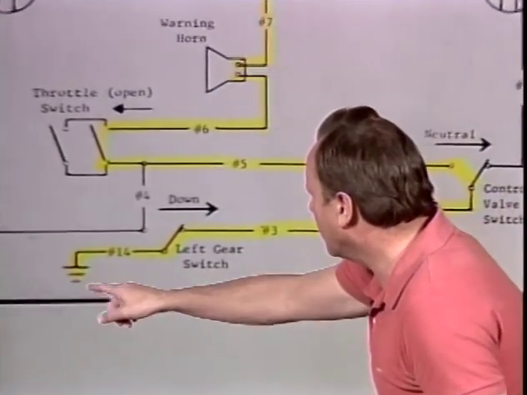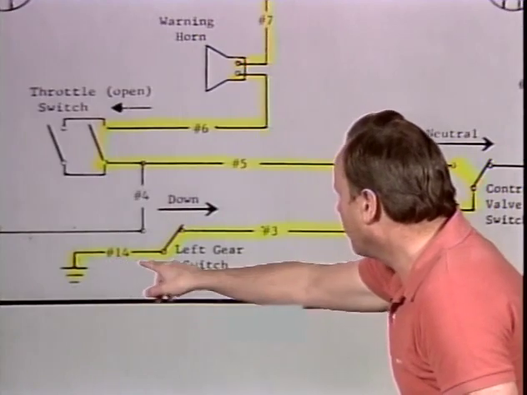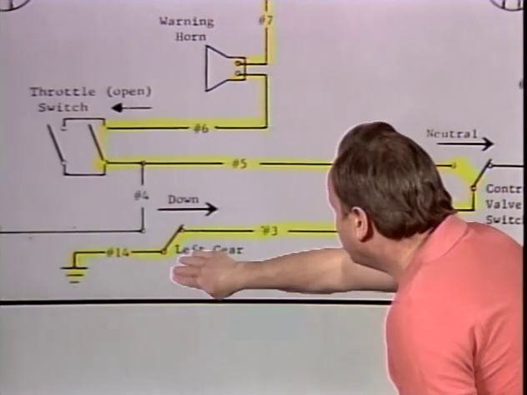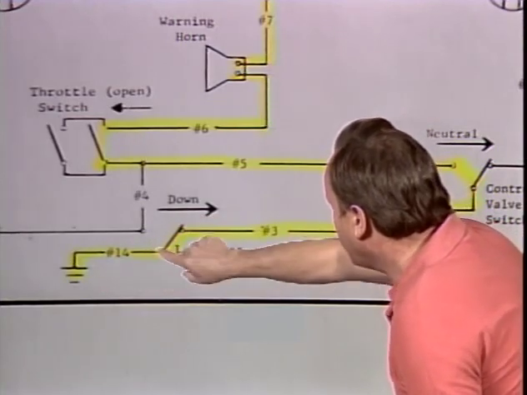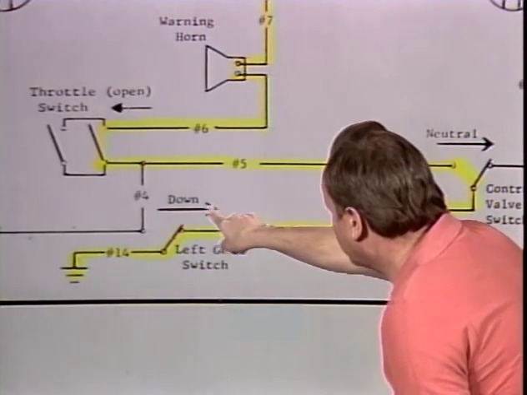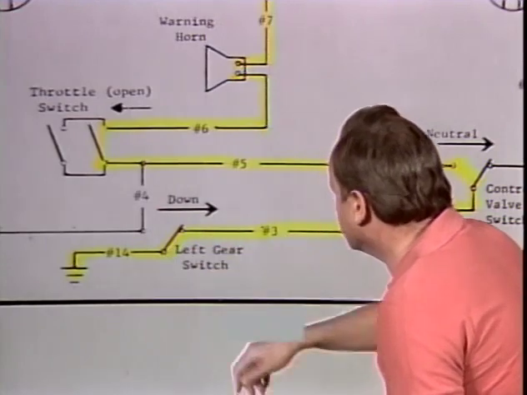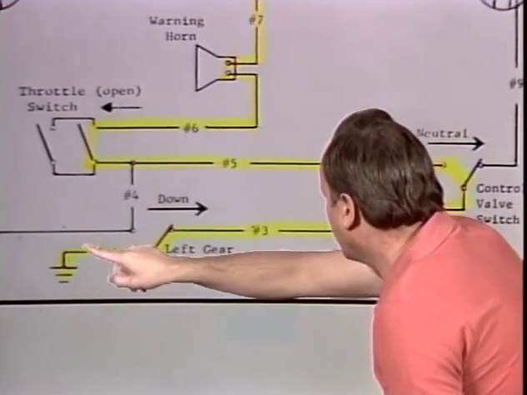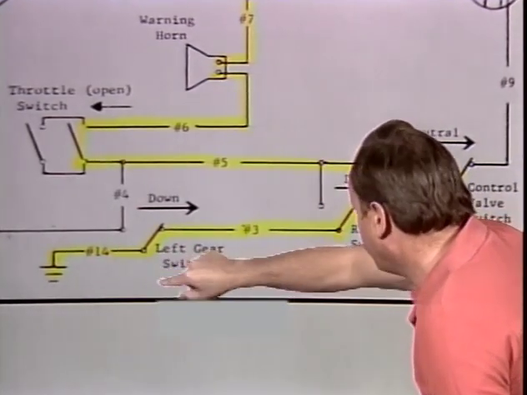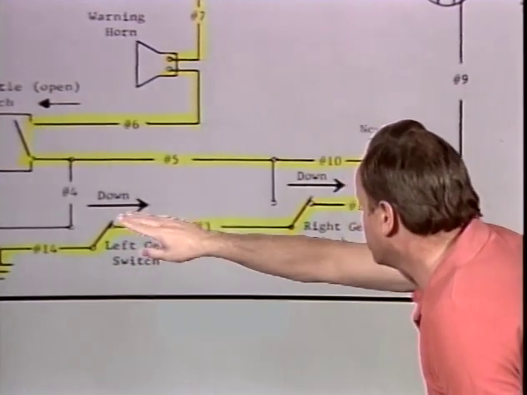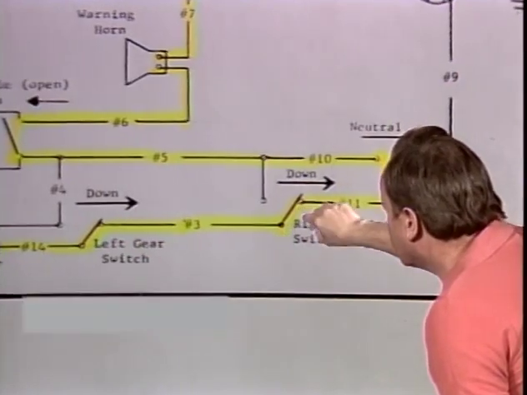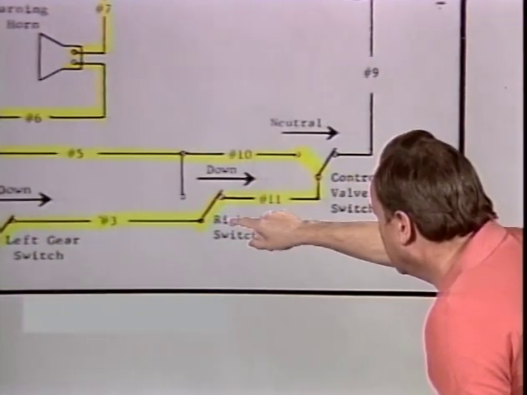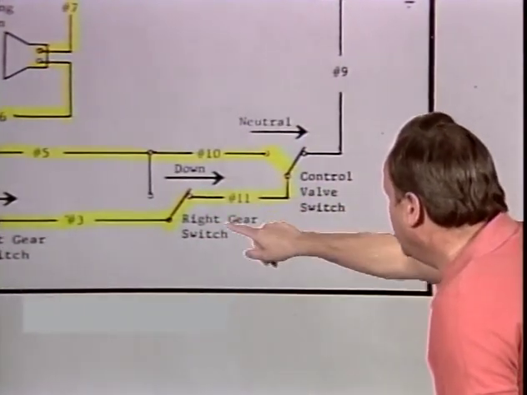And here we are in the ground, in the lower left-hand corner, and we have wire 14. And we have the left gear switch, and the gear is down, so this switch is closed, because when the gear is down, that switch is closed. So now we have from the ground through wire 14, the left gear switch being down, and now we have wire 3 here, and the right gear switch is down. We've still got a continuous circuit here, a continuous path.